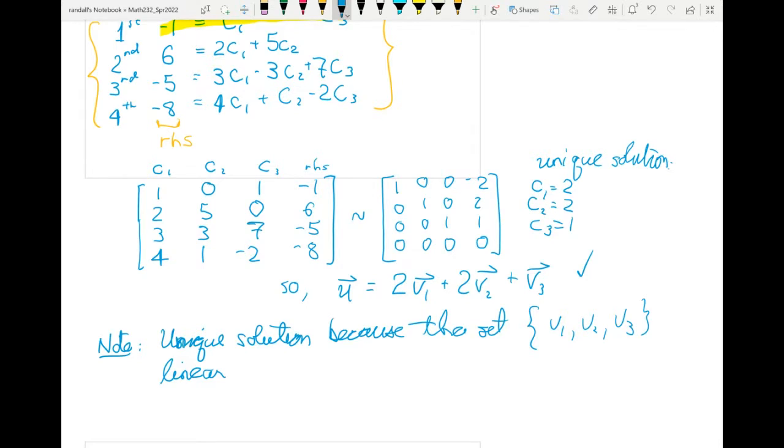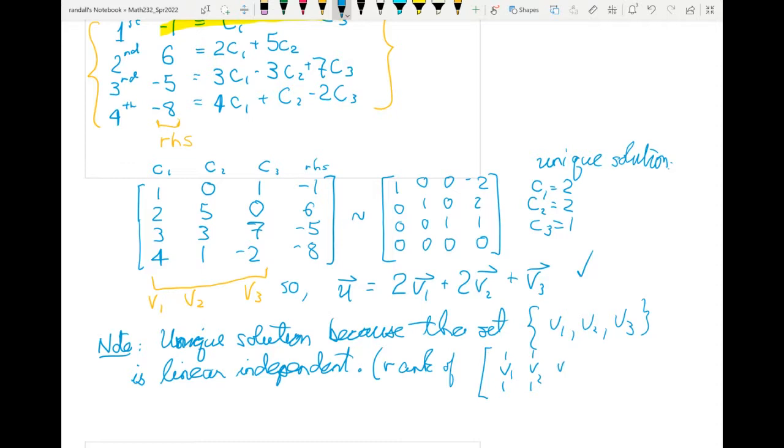So let me finish the sentence. Unique solution because the set v1, v2, v3 is linearly independent. And we're going to talk about addressing that question in particular below. Okay, but just keep this in mind. It's linearly independent because if I row reduce just this part of the matrix, in other words, the coefficient part, which is the v1, v2, and v3, you can see v1, v2, v3 vertically there. So let me add that parenthetically here, because the rank of this matrix with v1 as the first column, v2 as the second column, and v3 as the third column is 3, the same number of columns.